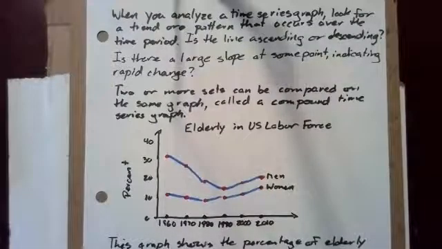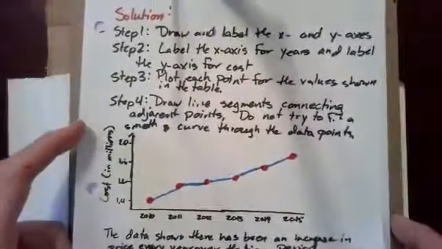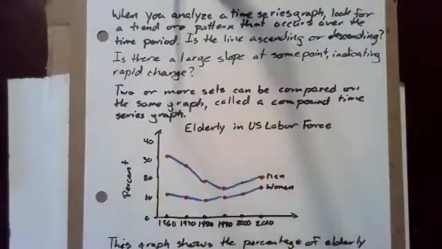When you analyze a time series graph, look for a trend or pattern that occurs over the time period. Is the line ascending or descending? In this graph, it was always ascending. Is there a large slope at some point, indicating rapid change?